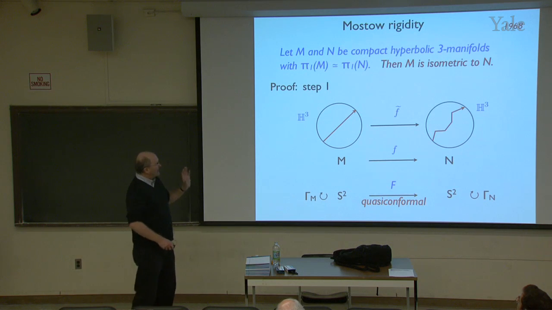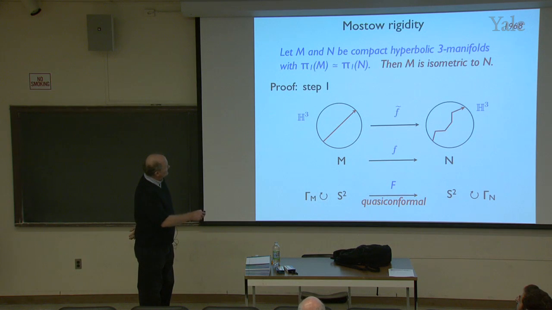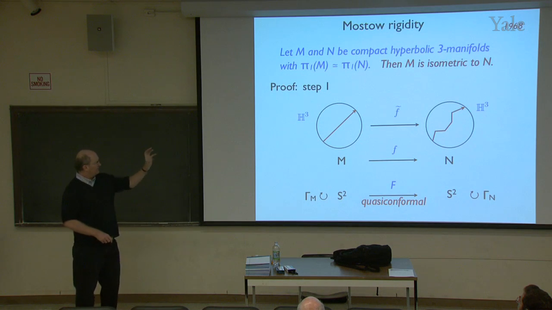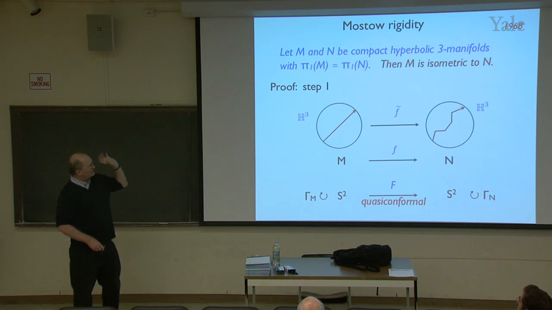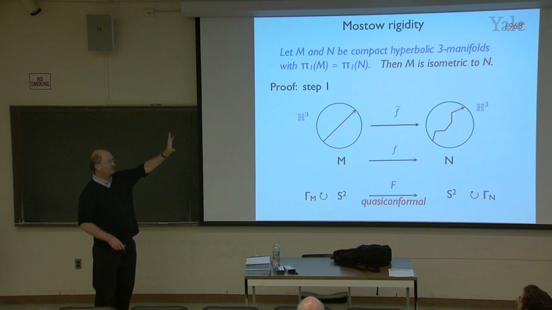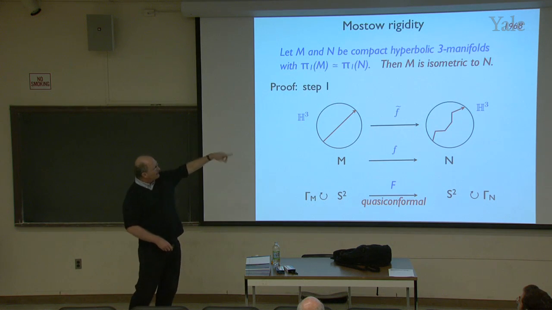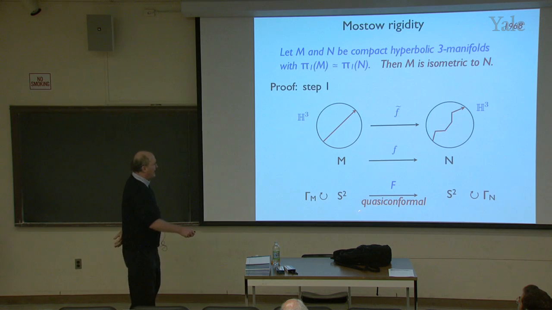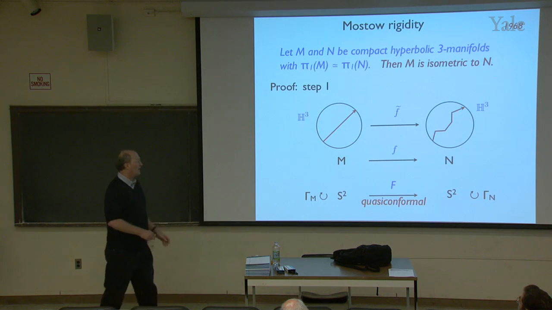Now, even better, the fact that these geodesics map to crinkly geodesics means that the shadow of a ball in the first hyperbolic space, the shadow on the sphere at infinity of a ball, which is round, maps to something that's an approximately round shadow. And that means that the boundary values of this map are what are called quasi-conformal maps.